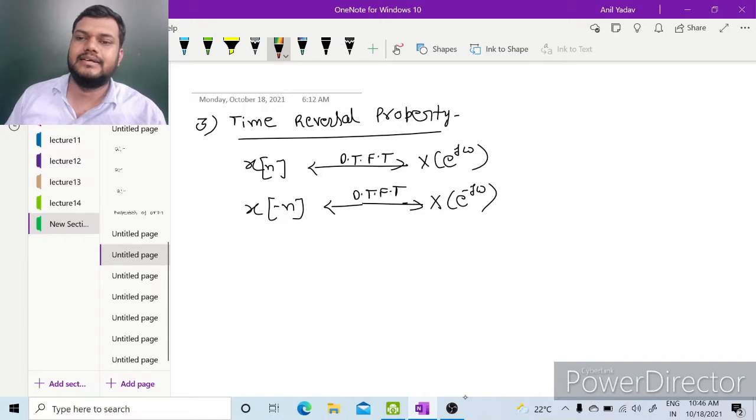If x[n] has DTFT X(e^jω), then x[−n] will have DTFT X(e^(−jω)).